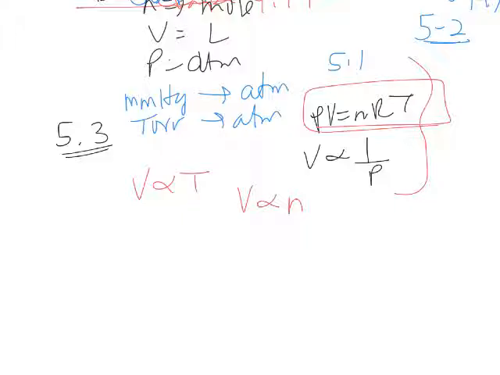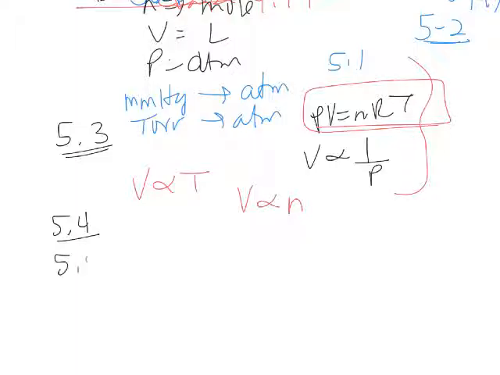And then that leads you into section 5.4, which is the actual PV equals nRT. And it talks about how you have to have your constants and how you need everything in its certain units. It talks about examples of how to apply it. Yes, you'll have to apply this to a couple of problems.